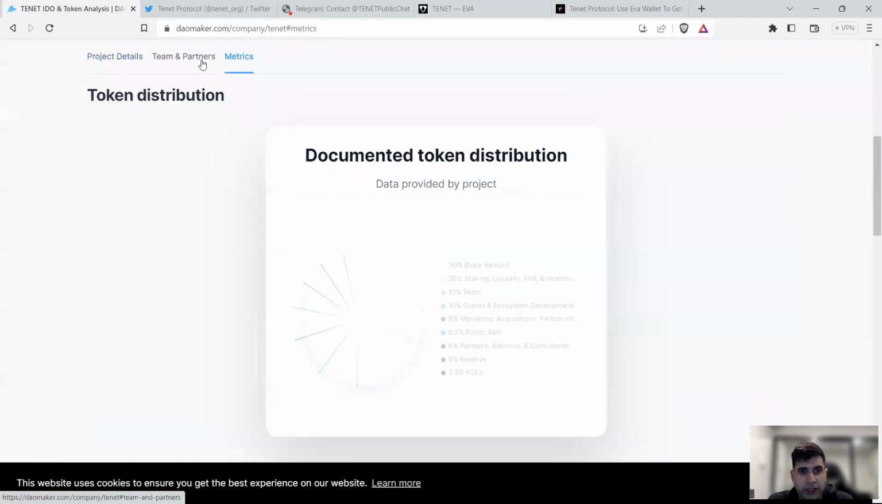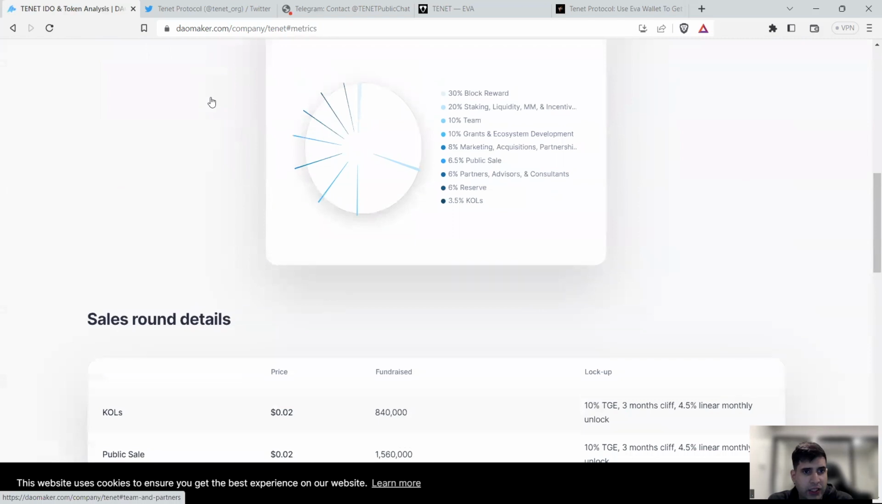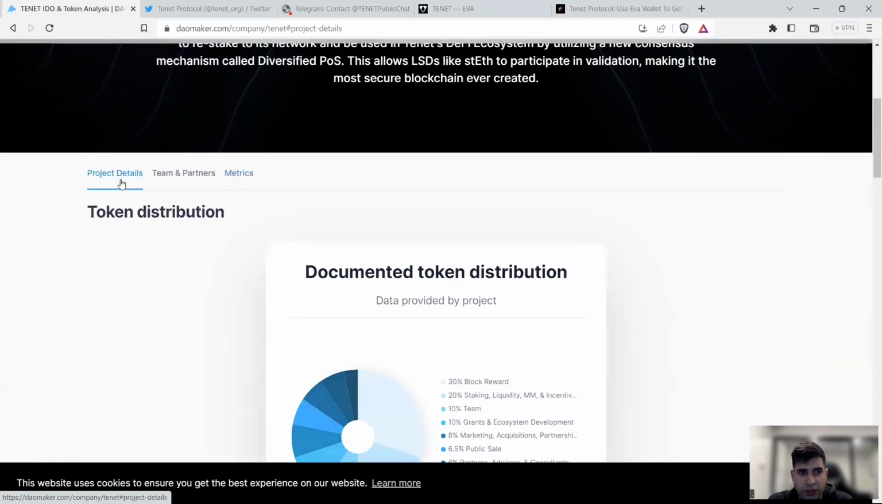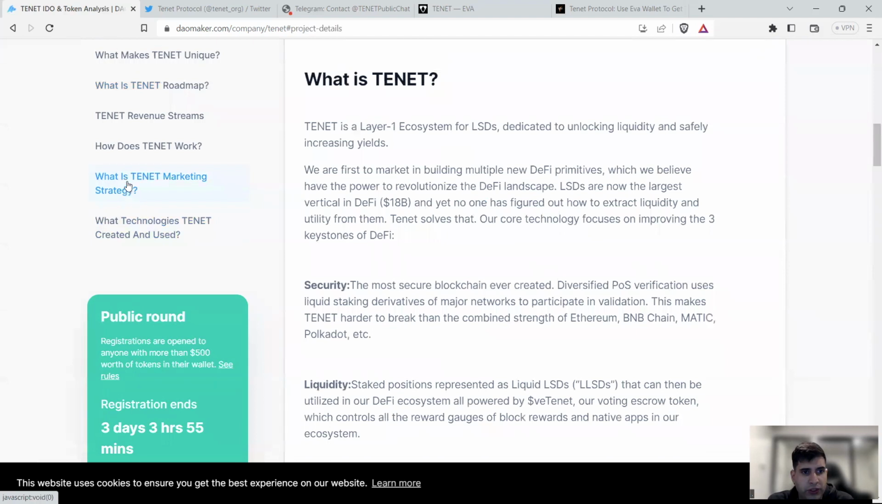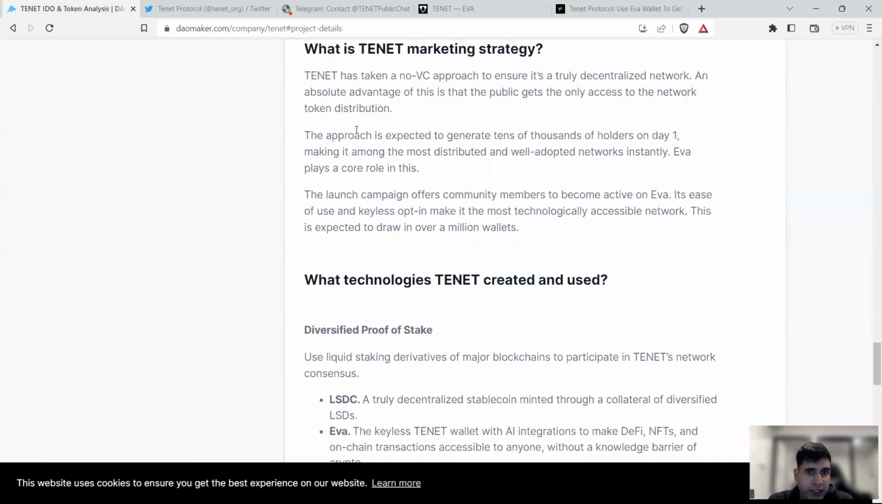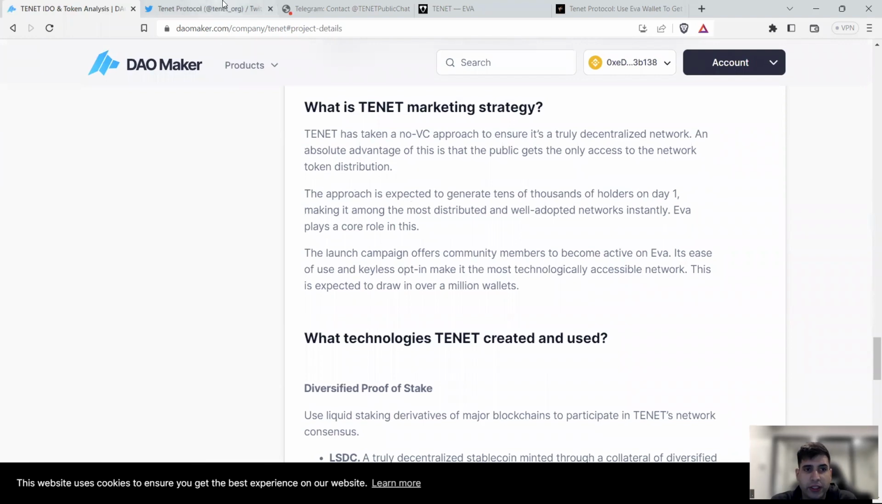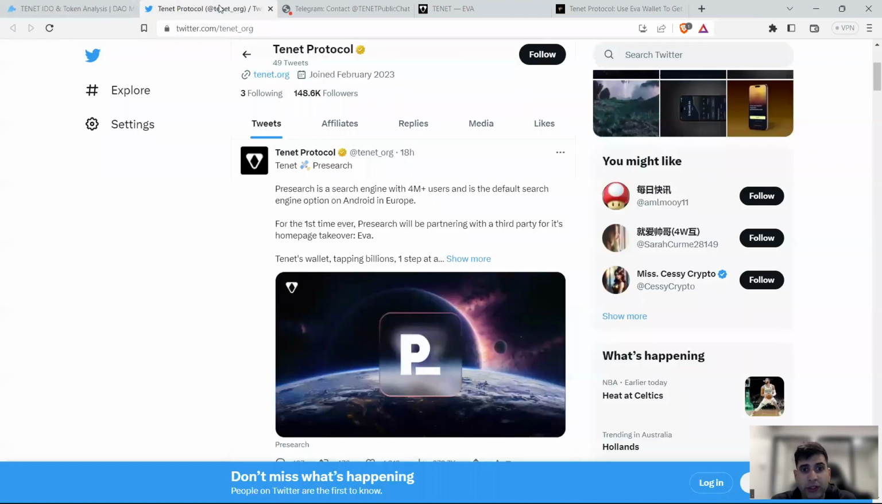Now, in terms of the social media analysis, they have a marketing strategy which I'm going to describe here. They take a no VC approach to ensure it's decentralized, and they want to have many holders from day one. That's why they started using the Eva wallet, which I'm going to go through. The launch campaign gives community members the opportunity to be active on Eva. It also gives them the opportunity to use the keyless opt-in wallet to participate. And they've gone very aggressively on hiring influencers, Web2 and Web3.